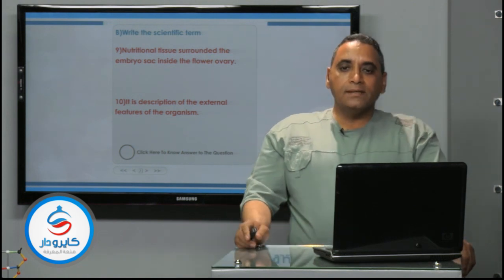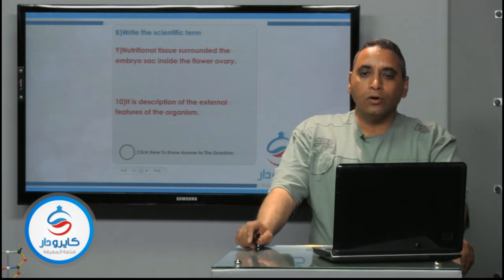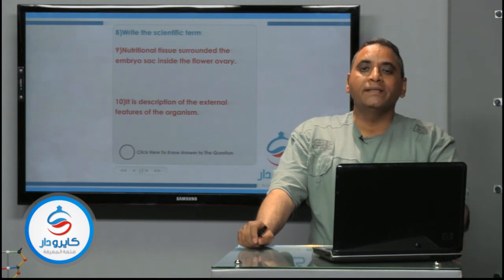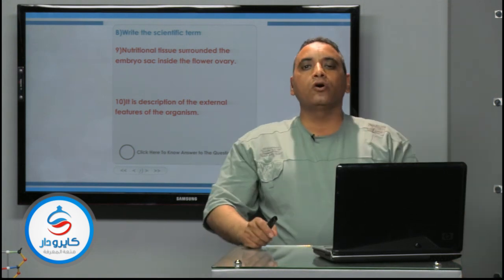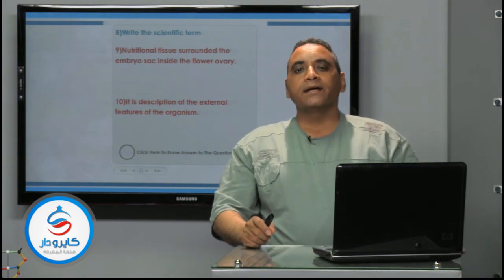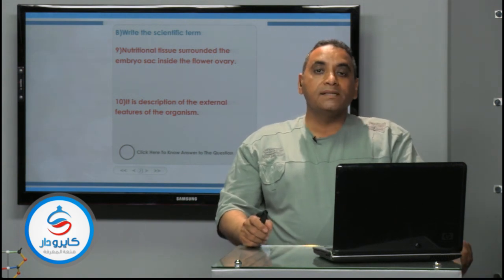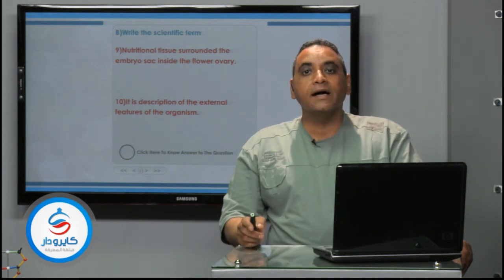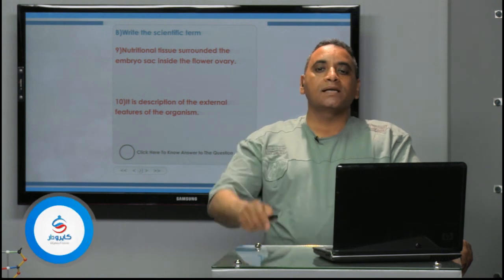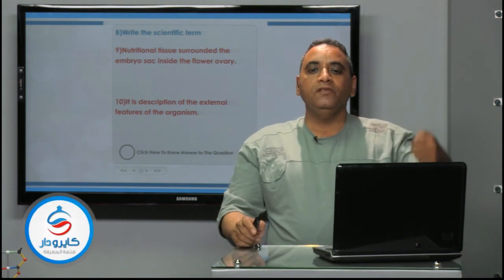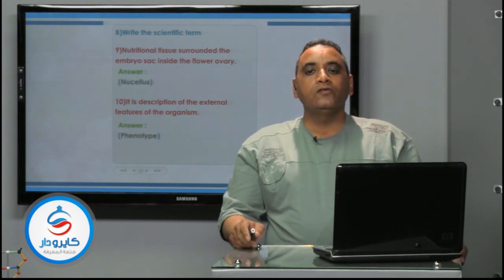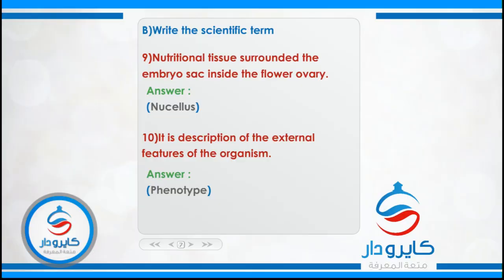But the last part in this question is the description of the external feature of the organism. If you want to describe the external feature of the living organism, or the feature of the character, that's called the phenotype. But the description of the genes which the individual contains is called the genotype. The question asks about the external feature of the organism, which is called the phenotype. So the answer of the first part is the nucellus, but the answer of the second part is the phenotype.